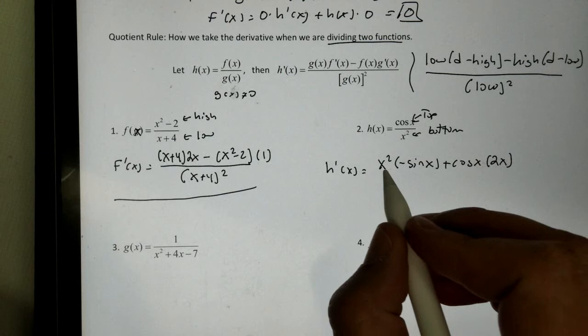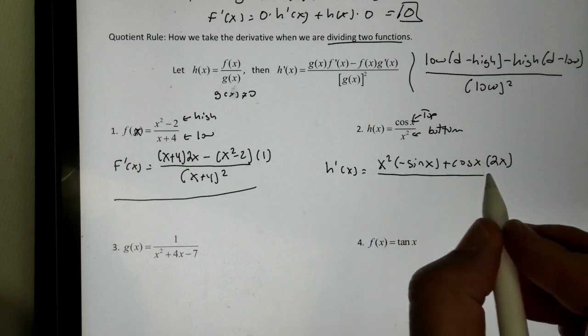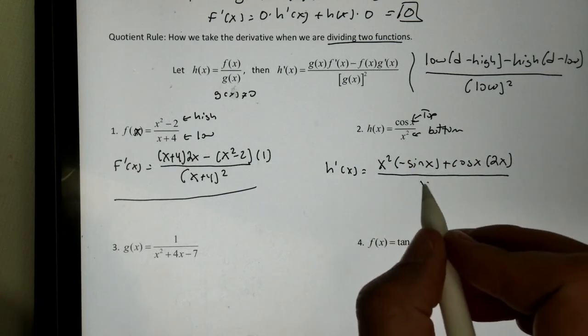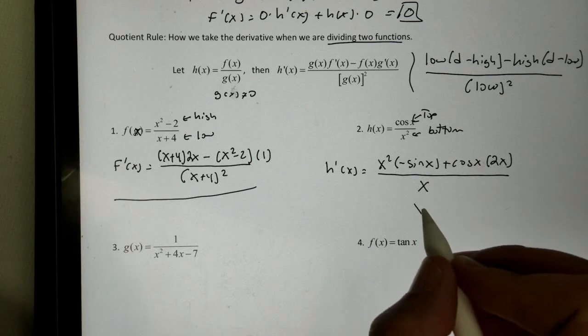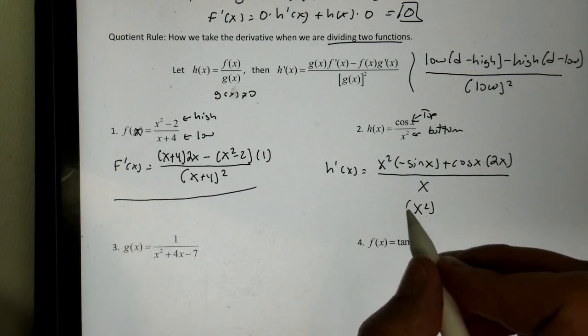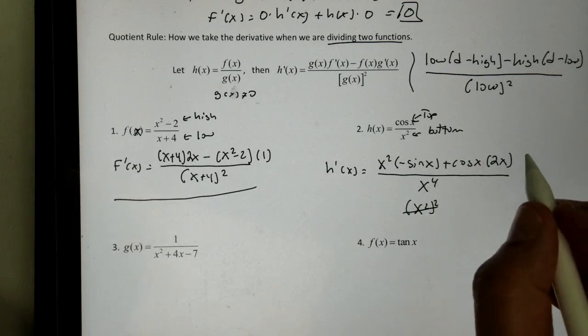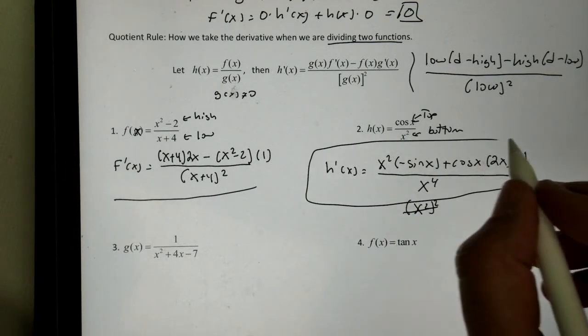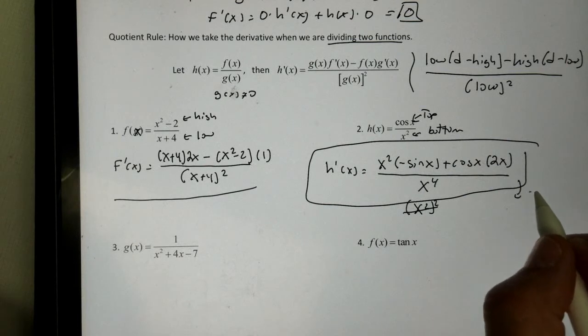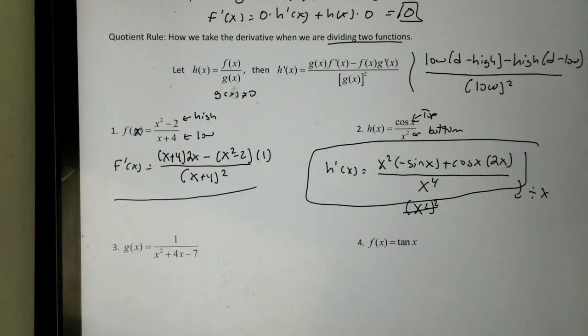Alright, so lastly, we just need to now divide this by the bottom function squared. Now, this bottom function squared is really x squared, but we don't like to leave it like that, so we're going to leave it as x to the fourth. And there's our final answer. You can simplify this a little bit if you want to. For example, here, I can just divide everything by x if I really felt like it.